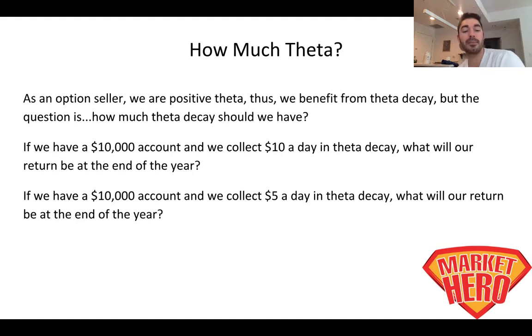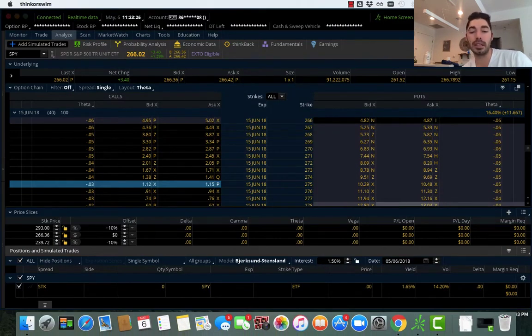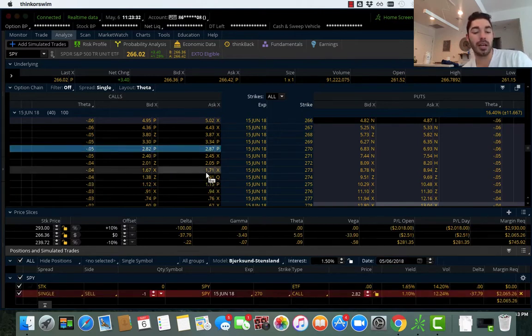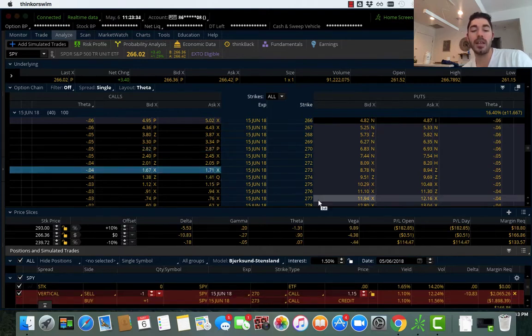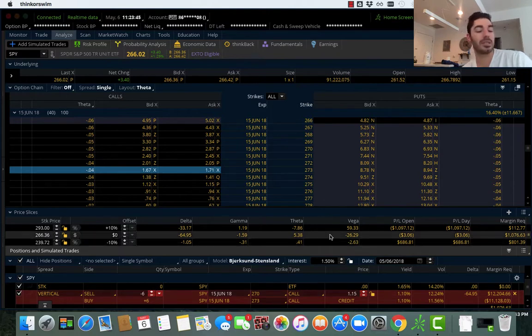Okay. Now, what happens if we have a $10,000 account and we collect $5 a day in theta decay? What will our return be at the end of the year? Okay, so again, we have a $10,000 account and we want to get to a 5 theta number. So let's see, if we sell a $3 wide call spread, that's bringing in about 90 cents a day in theta. So if we do that 6 times, we're right around $5 a day in theta decay.